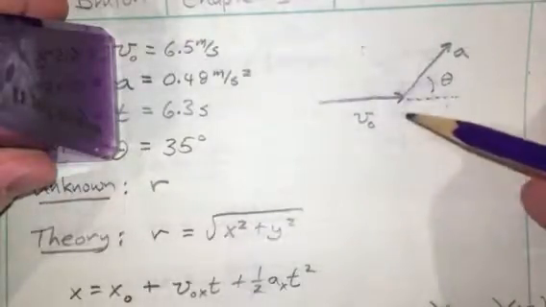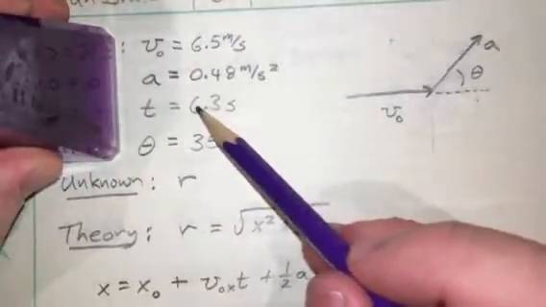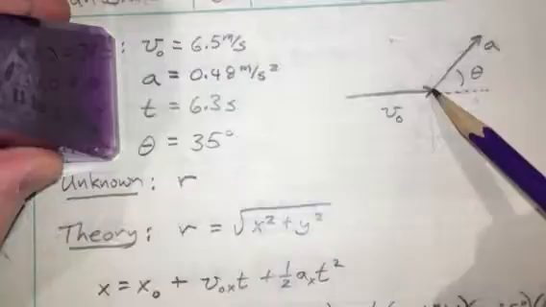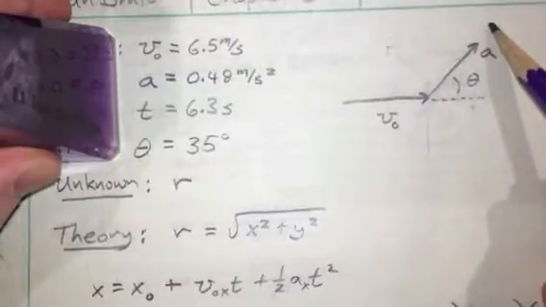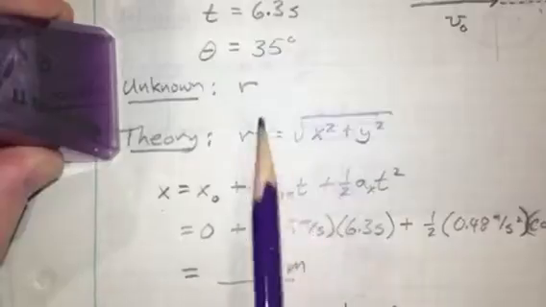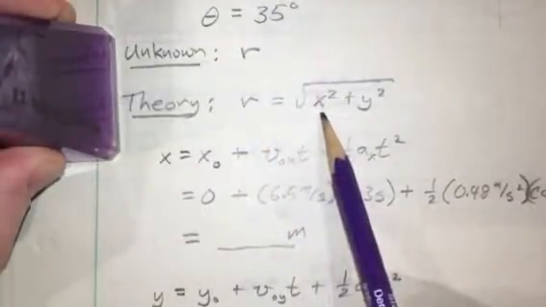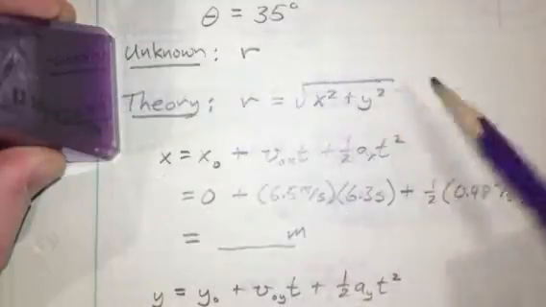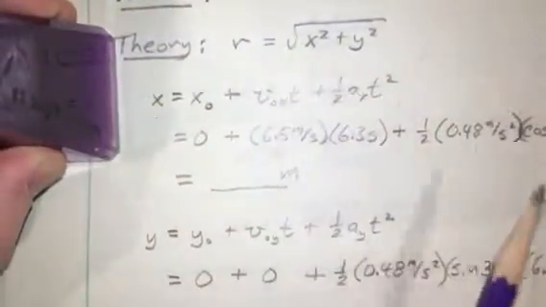We're looking for the distance traveled over this period of time, 6.3 seconds. So from the time that the wind gust starts to the time that we reach 6.3 seconds, we want to figure out how far it traveled. I'm representing that with the unknown r, and that is simply the square root of the x distance that we travel squared plus the y distance that we travel, up and to the right. That will give us the total distance traveled.